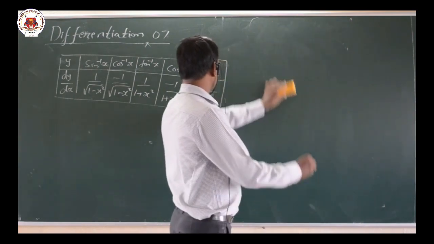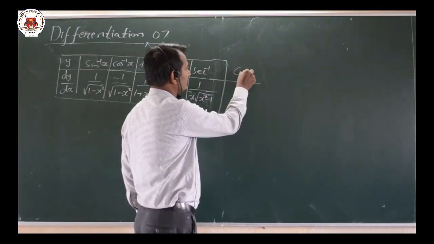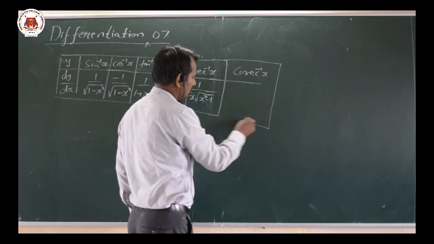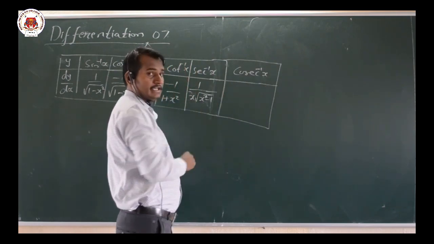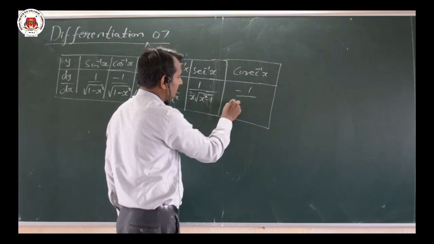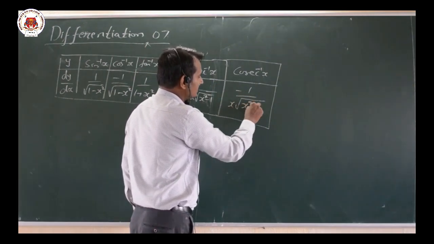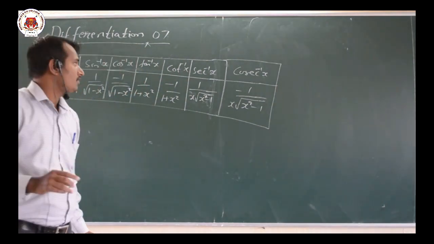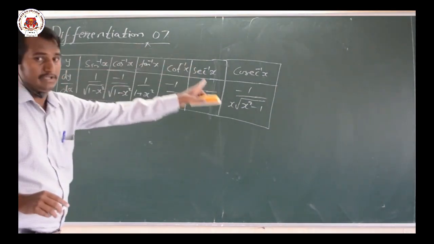Okay, the cosecant inverse x formula, that is the derivative of cosecant inverse of x. Its formula will be the same as that of secant, but it is minus here. That is minus 1 divided by x into root of x square minus 1. Okay, dear students, now we have discussed the formulas related to all these.